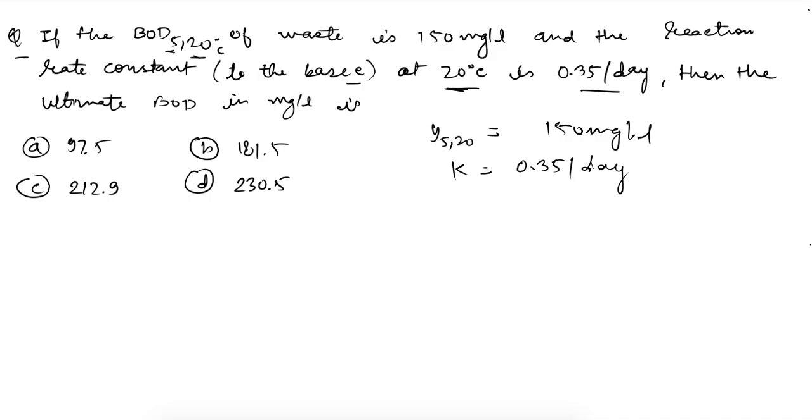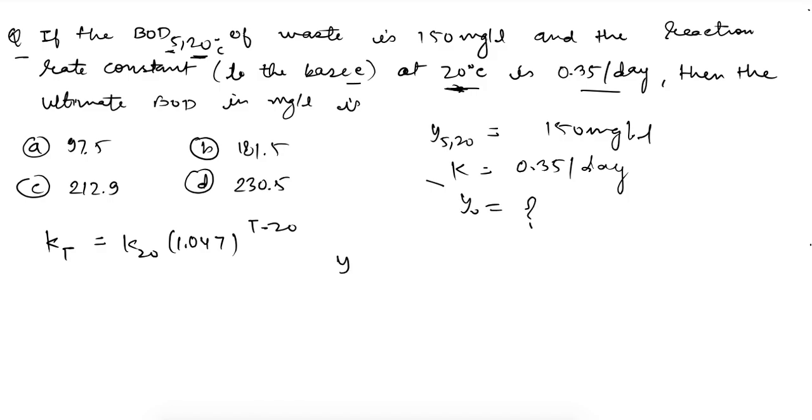This temperature should also be mentioned. 20 degrees Celsius is the standard temperature, and if it is not the standard temperature, then you have to find the value of the reaction rate constant as Kt equals K20 into 1.047 to the power T minus 20. But here it is directly given for 20 degrees Celsius and the test is also conducted at 20 degrees Celsius, so we need not do anything else. Just the ultimate BOD has been asked, that is Y naught.